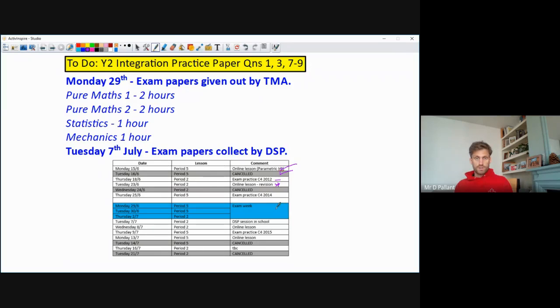So Mr. Allen, as I've written here, has you in block A on Monday the 29th. He will be giving out the exam papers. I will be collecting the exam papers in the following week in my session. The exam papers are a complete set: Pure Maths 1, Pure Maths 2, Stats and Mechanics. So that's 6 hours of exams, but all lessons that week for maths will be used for the exams. So I won't be delivering my 3 lessons. Mr. Allen won't be delivering his, however many lessons he has, and neither will Mr. Brown, and neither will Mrs. Randauer.